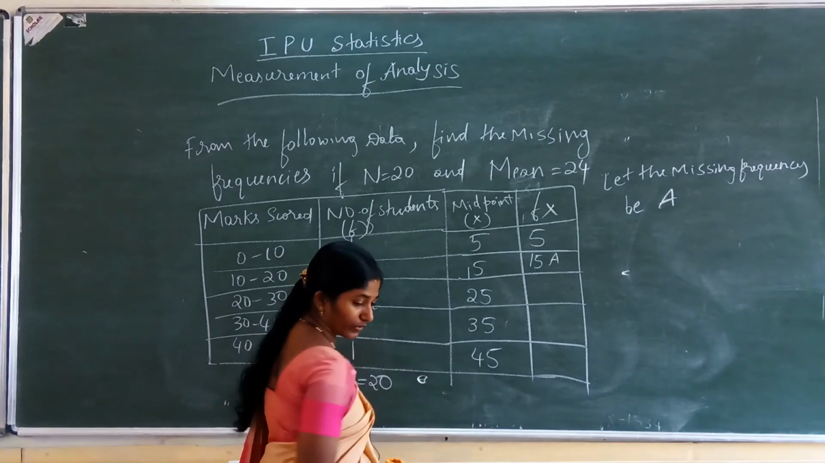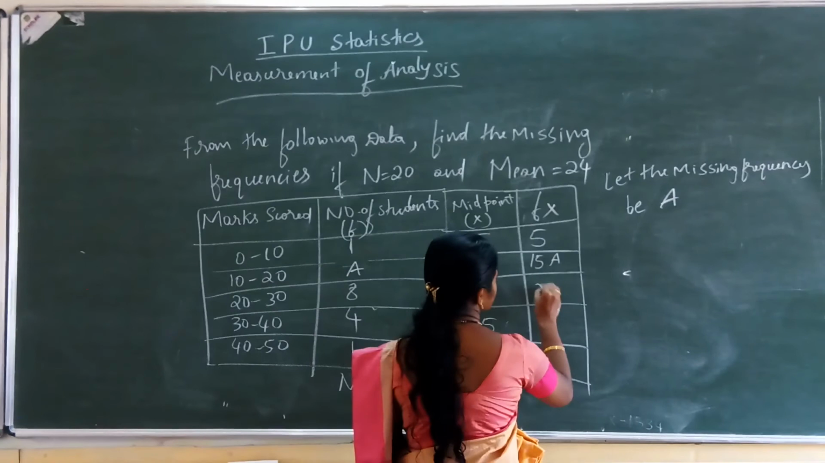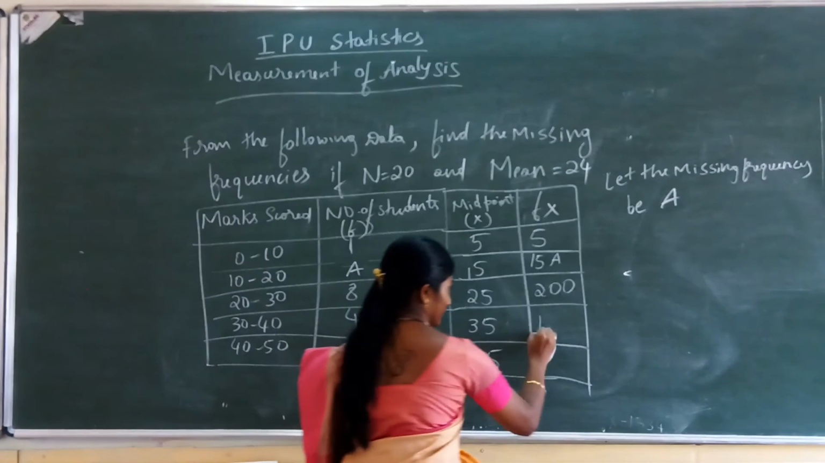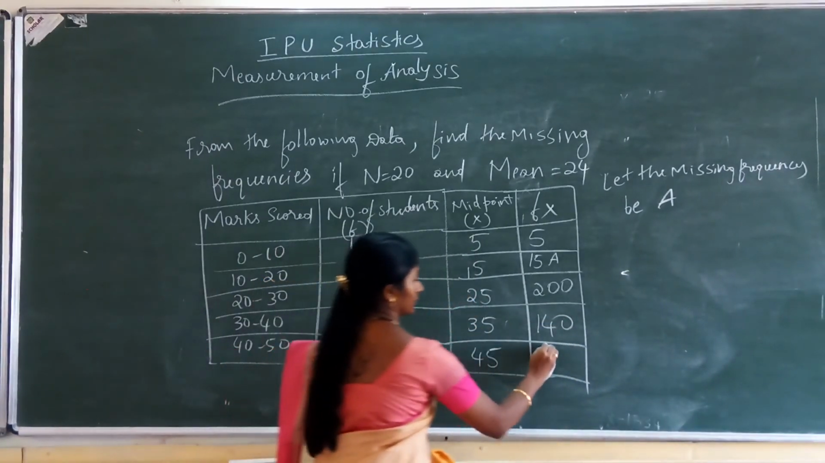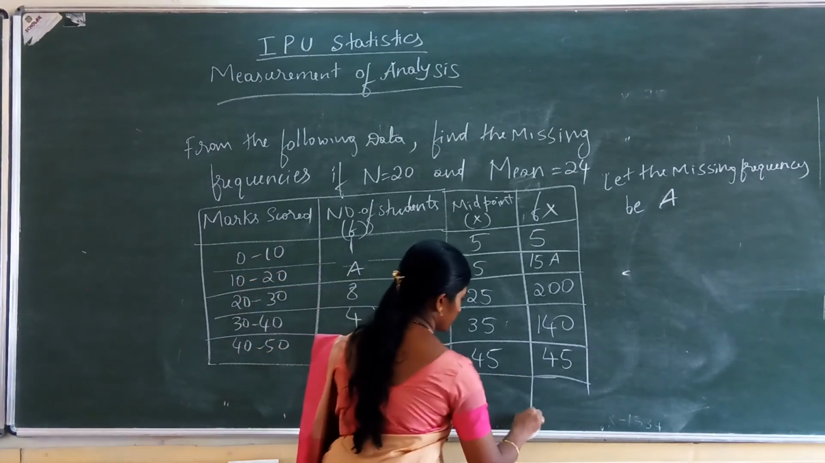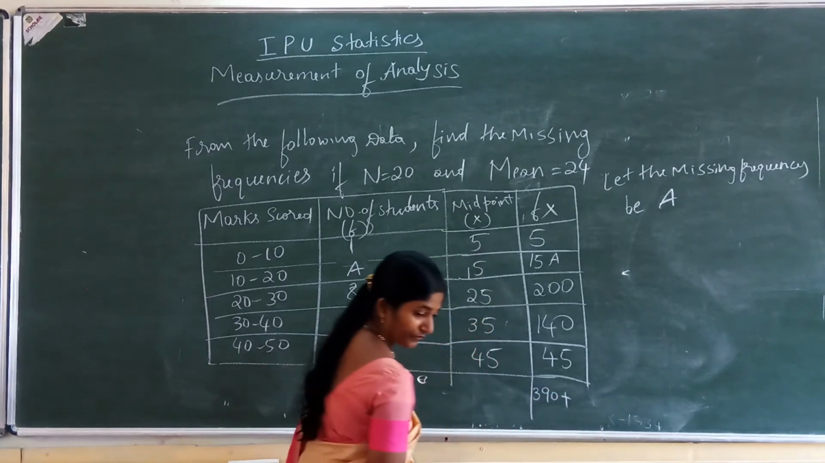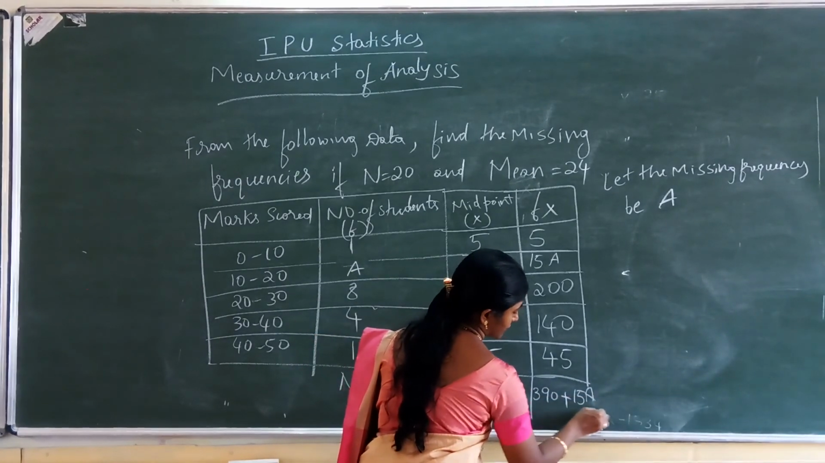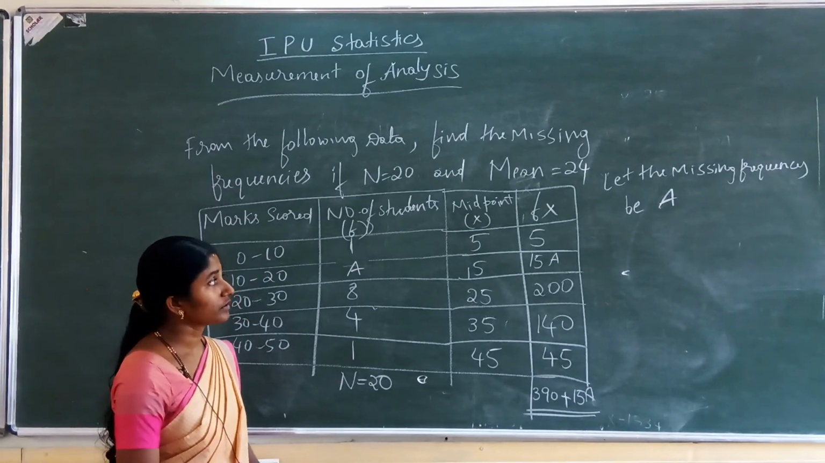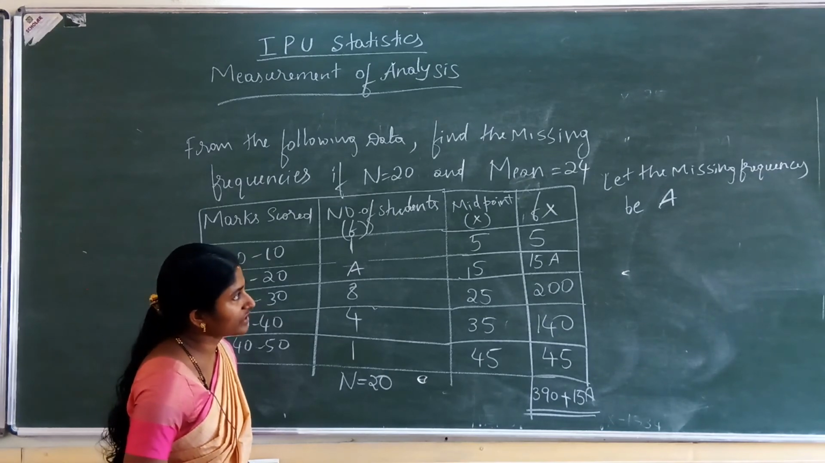Next 8 into 25, 200. Then 4 into 35, 140. Then here 45 into 1, that is 45. See, these are the values we have got. Add all these values, we will get 390 plus 15 into a. See, this is the answer: 390 plus 15a, the total f into x. Let the missing frequency be a.